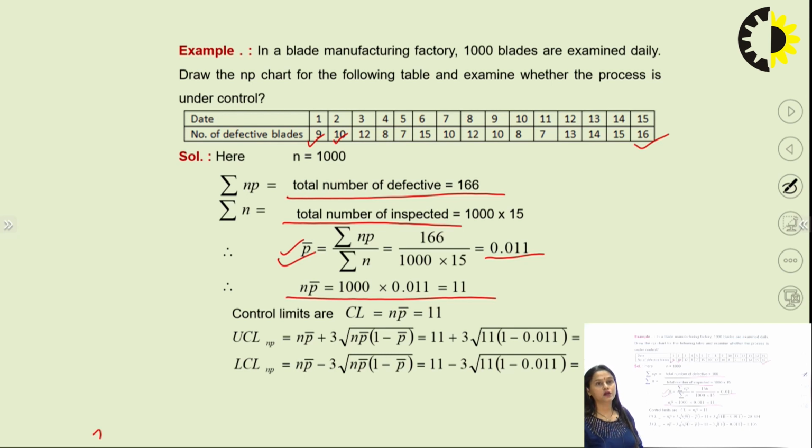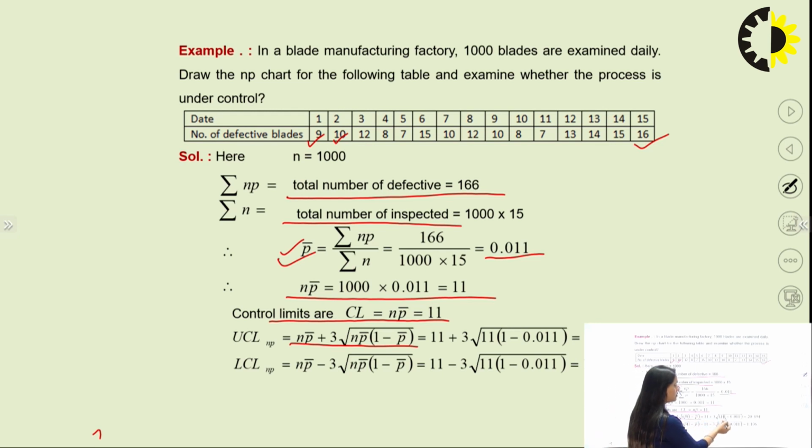11. Now, what are the control limits? The first control limit, the center line, will be NP bar, which is 11. Upper control limit, I'll apply the formula for NP bar. So it will be 11 plus 3 under root 11 into 1 minus 0.011, which will give us the value 20.894, and the lower control limit is 1.106.